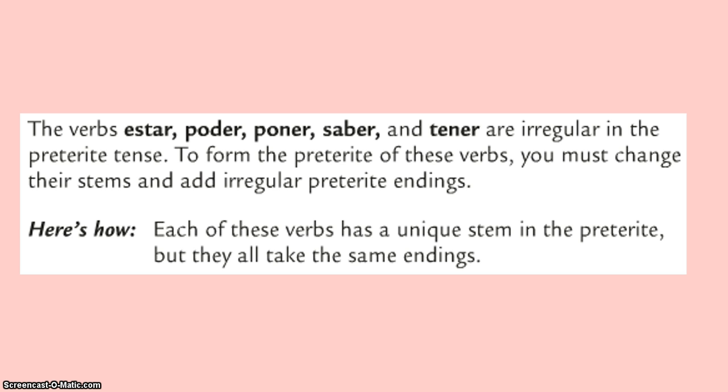The verbs estar, poder, poner, saber, and tener are irregular in the preterite tense. To form the preterite of these verbs, you must change their stems and add irregular preterite endings. So these 5 verbs are like super irregular. They're going to have irregular stems that might not even look anything like the infinitive, and they're going to have different endings. So we need to remember that each of these verbs has its own unique irregular stem in the preterite, but luckily these 5 verbs are all going to take the same endings.